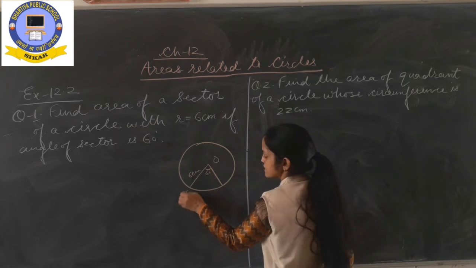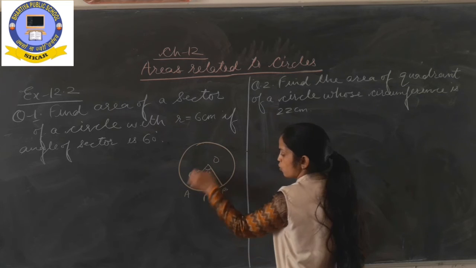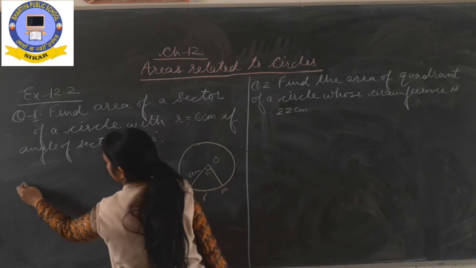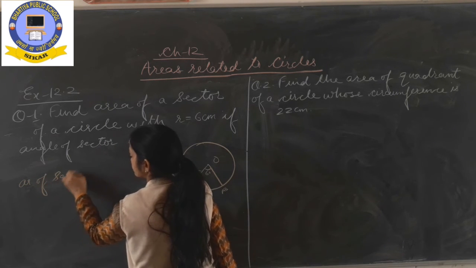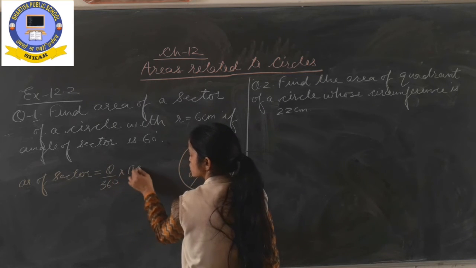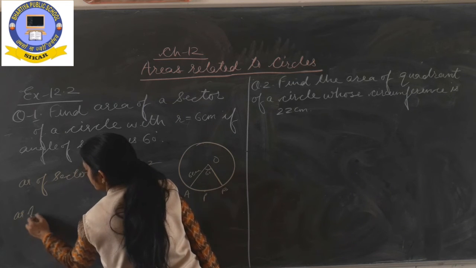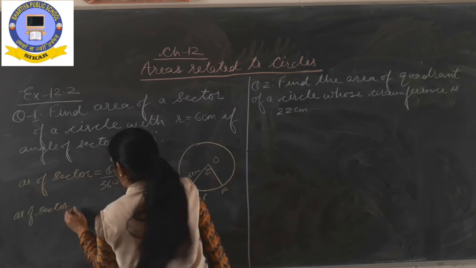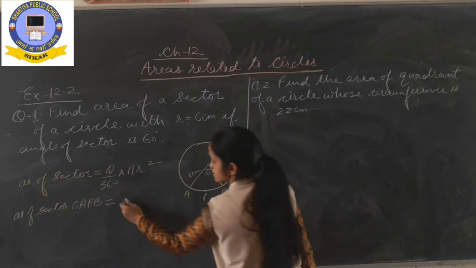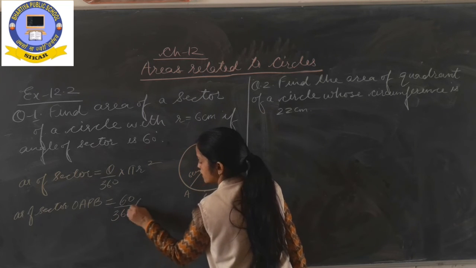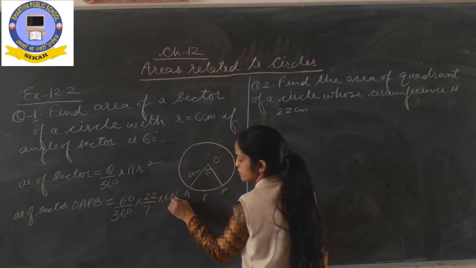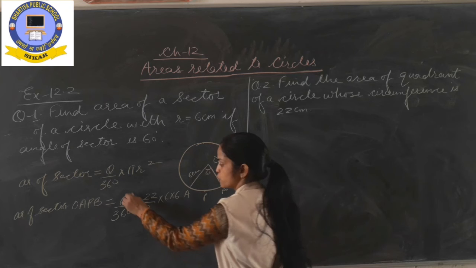So you can label this sector as OAPB, and if you don't want to label it, that is also no problem. I have done it by labeling. So area of sector is equal to, the formula is theta upon 360 multiplied by pi r square. So area of sector OAPB is equal to, and now put in all the values. Theta is given as 60 upon 360, pi is not mentioned, that means 22 upon 7, and radius is given as 6. 6 square means 6 multiplied by 6. Now just solve it, calculate it, you will have to do it yourself.